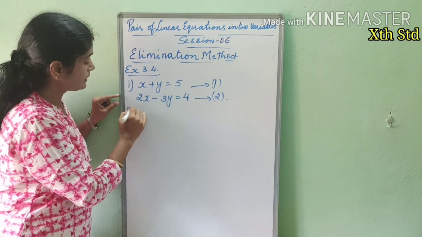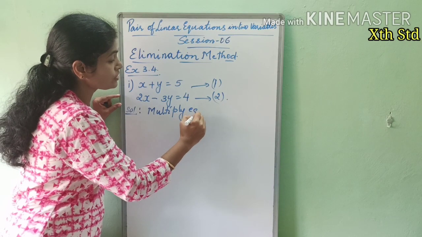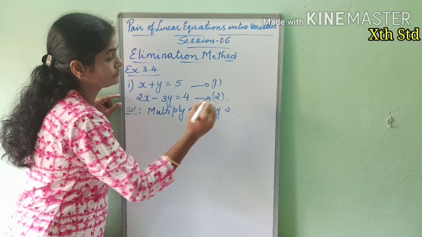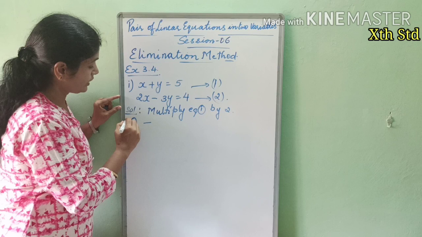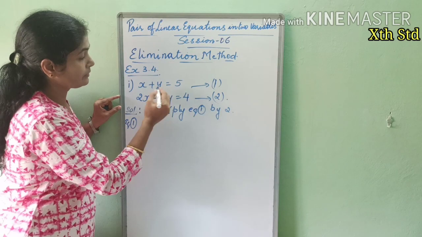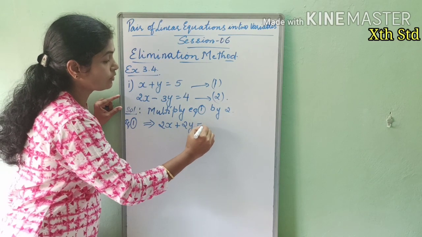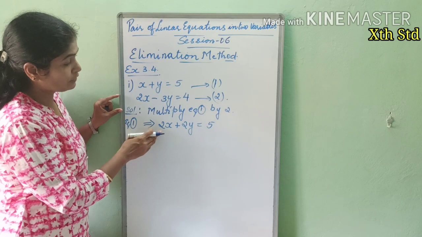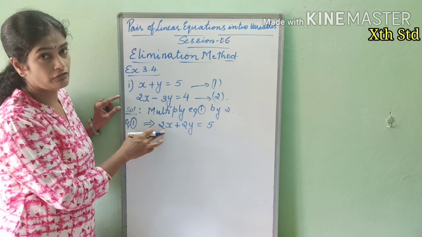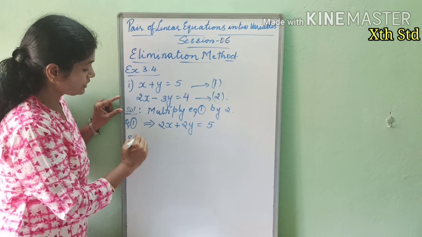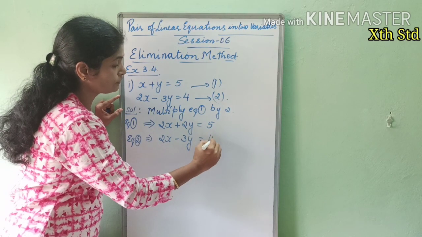So we will multiply equation 1 by 2. The entire equation will be multiplied. When we multiply it by 2, 2 into x gives you 2x plus 2y equal to 5. Now if you look at this equation and the second equation, both equations have the same coefficient of x. Equation 2 as it is, 2x minus 3y equal to 4.